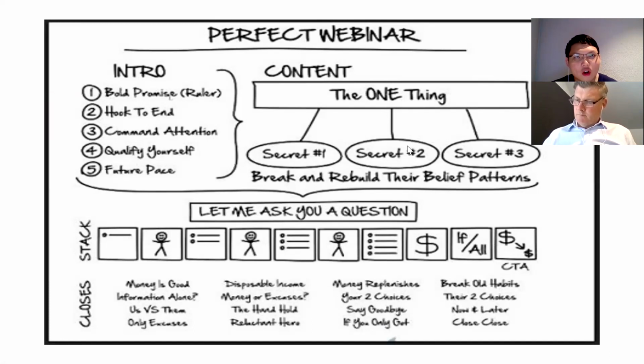Secret number two is the internal belief. So they may believe your offer is the best offer. And in the perfect world, they're just going to hire you as an agent.